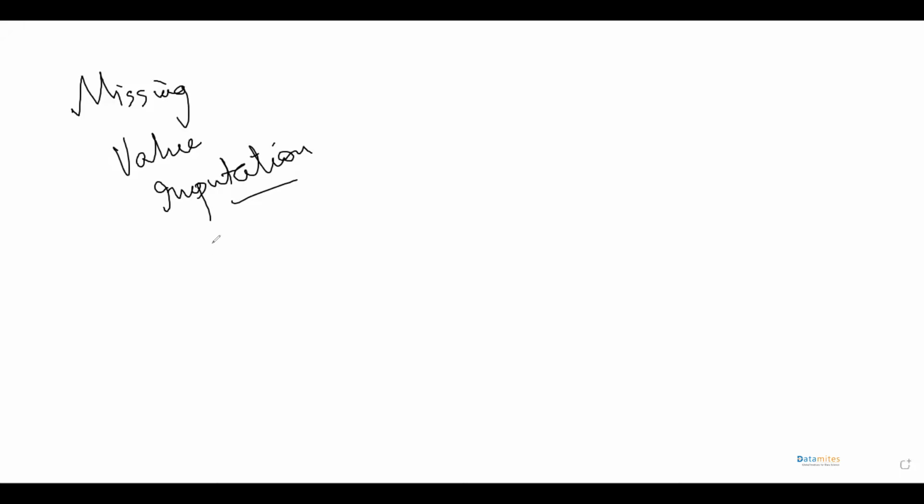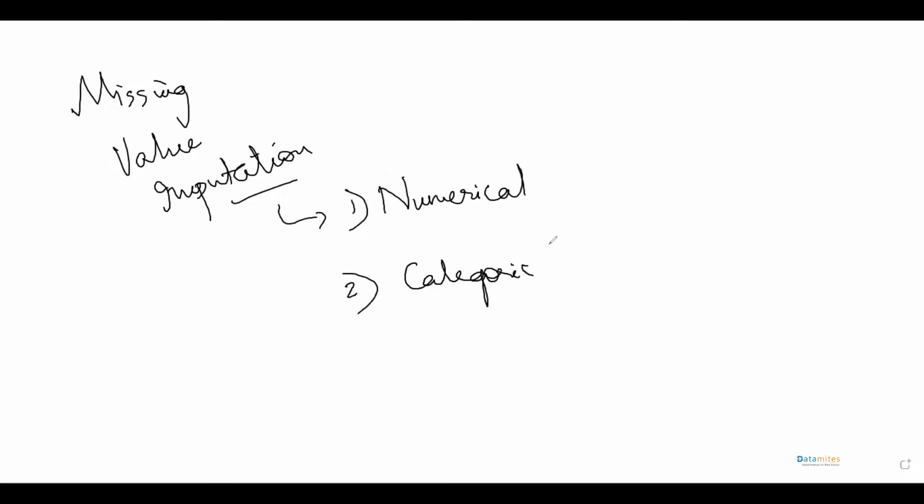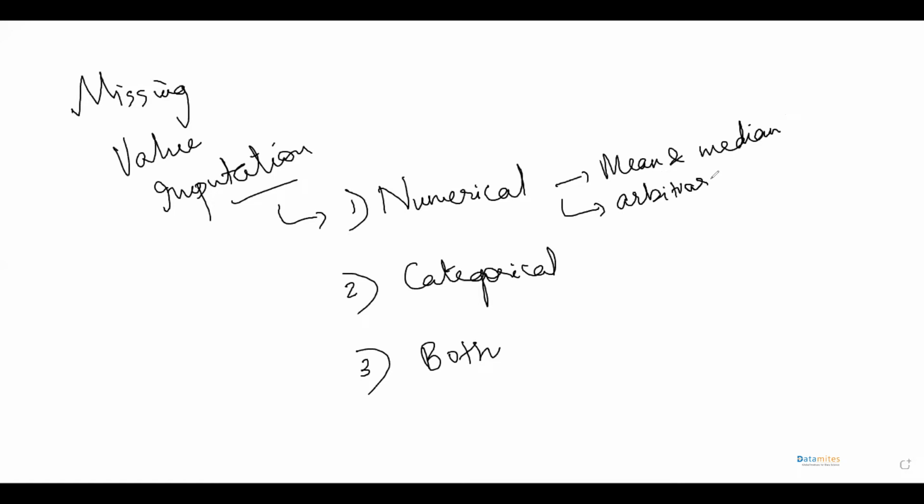In this missing value imputation session, we'll cover multiple imputation techniques that we can apply, namely for numerical data, for categorical data, and some that we can apply to both. The type of data it depends upon. For numerical data, we'll discuss mean and median imputation. The second one we'll discuss is imputing the missing value with some arbitrary value.